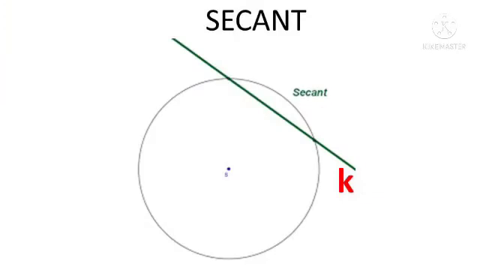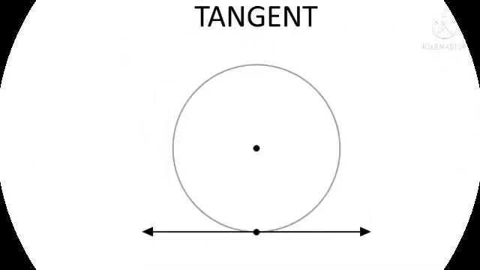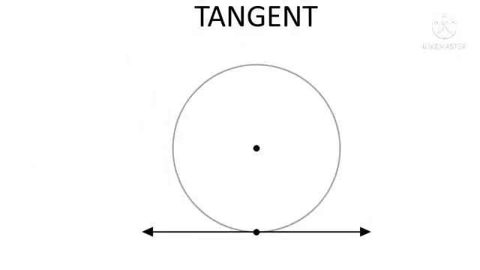Secant of a circle. A secant is a line that intersects a circle in 2 points. In the figure, line K is a secant. Tangent of a circle. A tangent is a line in the plane of a circle that intersects the circle in exactly 1 point.